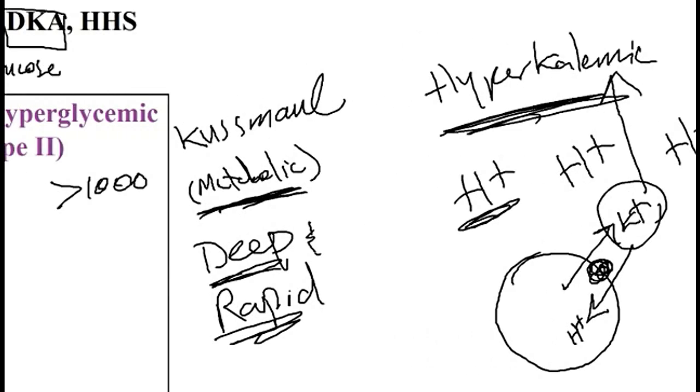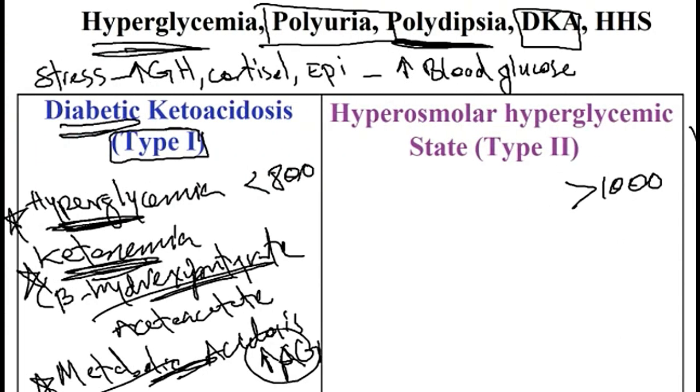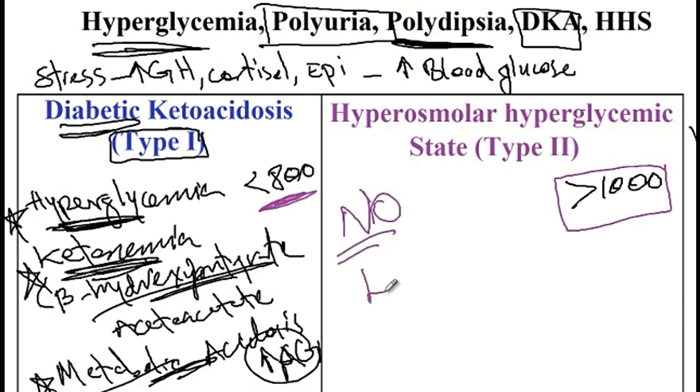The next condition, as I mentioned, is hyperosmolar hyperglycemic state, and as I mentioned, in these patients usually blood sugar is more than 1000 versus DKA, which is usually less than 800. So in these patients, they would develop high blood sugar but no ketoacidosis.